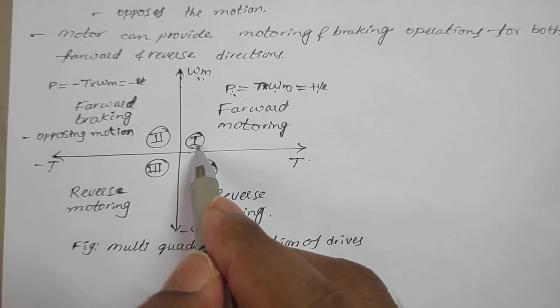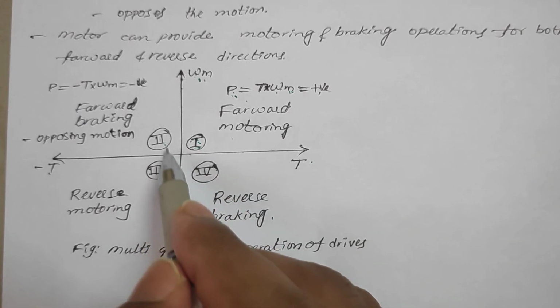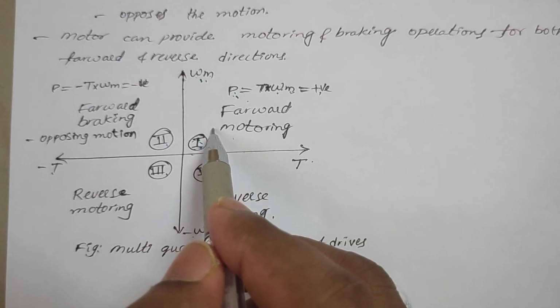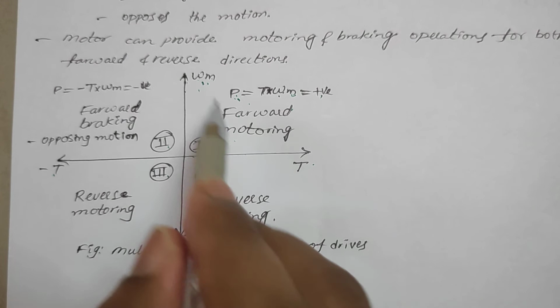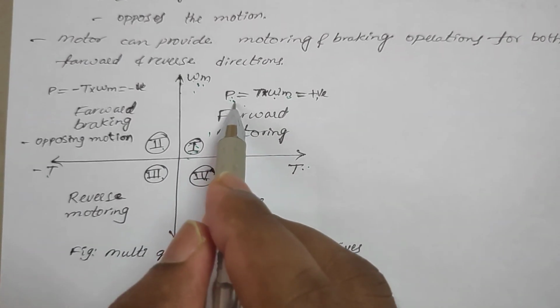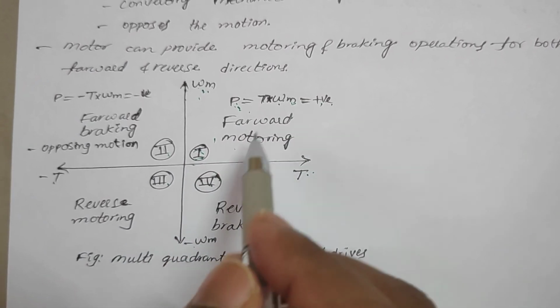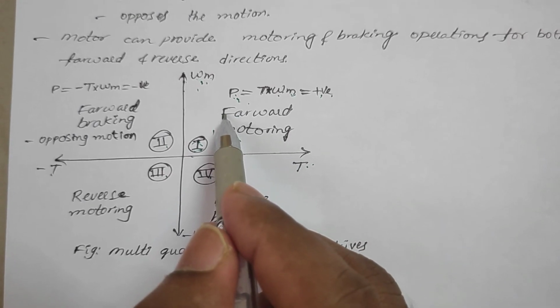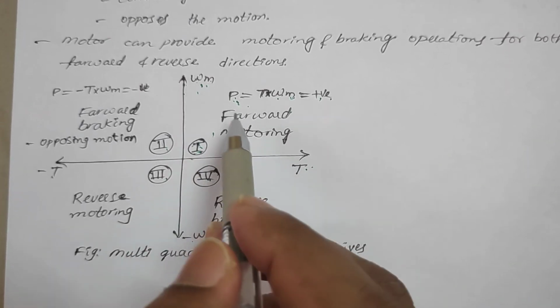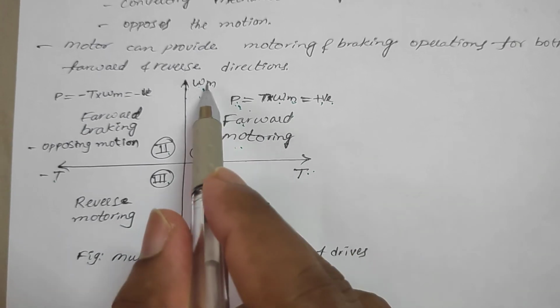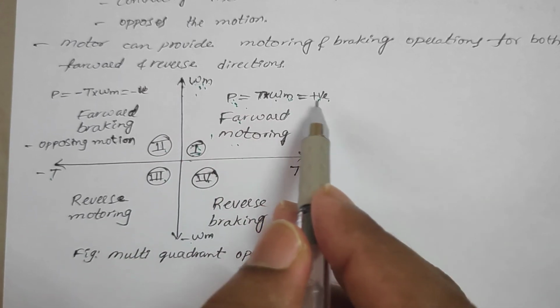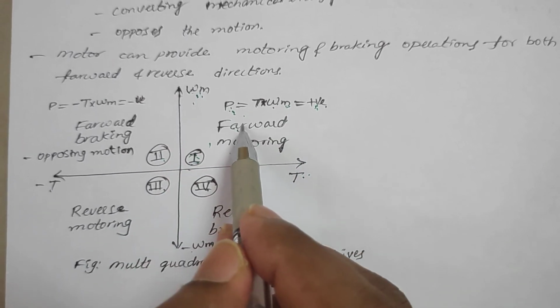This is the first quadrant, right? And this is the second quadrant, third quadrant, fourth quadrant. In the first quadrant, both speed and torque are positive, hence power is positive. When power is positive, that is motoring mode. And how do we get forward or reverse? If speed is positive, it is in forward motoring mode. Speed is positive, power is positive, that's why forward motoring mode.